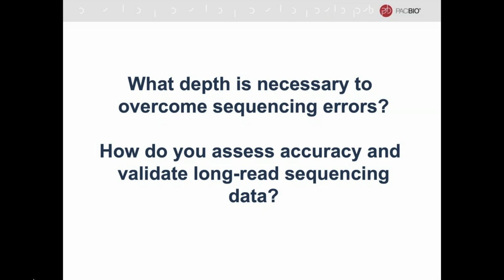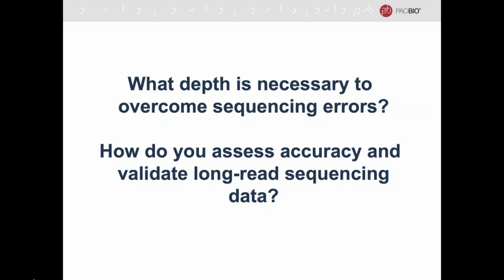So from that standpoint, I think the HiFi data for polyploid species genome assembly has just a huge potential for reducing errors that could occur in that initial correction stage.